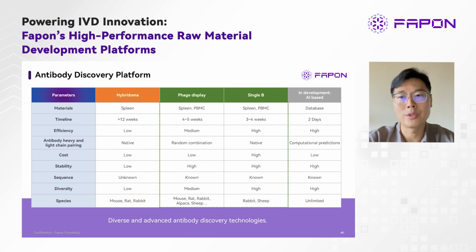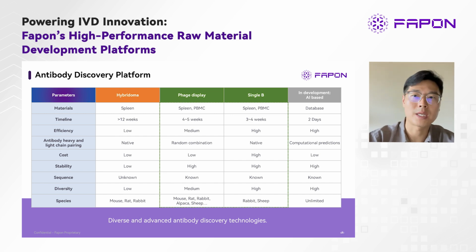Next, I would like to introduce our antibody discovery platform, in which we have implemented 3 major technologies, including the hybridoma technology, the phage display technology, as well as the single B-cell sorting technologies. As is shown in the table, each method has its own advantages. Depending on the goal and the timeline of a project, we can choose either one or several of these methods to ensure the success of a project.